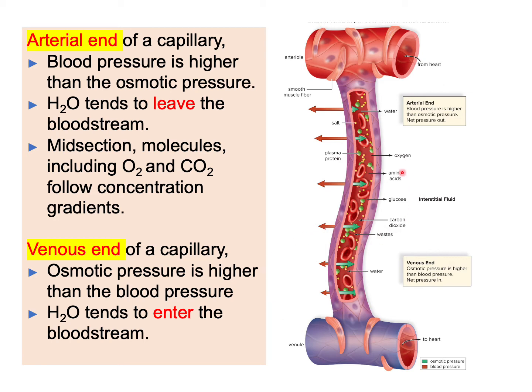So what happened in the midsection? In the midsection, the molecules including oxygen and also carbon dioxide follow their concentration gradient. The solutes diffuse into and out of the capillary according to their concentration gradient. Oxygen and nutrients diffuse out of the capillary, while carbon dioxide and waste diffuse into the capillary. Notice that the red blood cells and the plasma proteins are too large to exit a capillary.